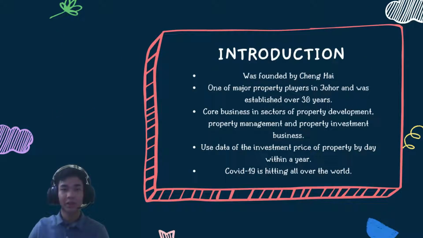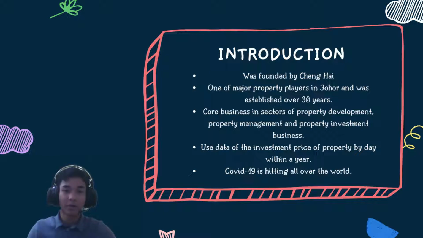First, for the introduction, Ko Cheng Hai is the founder of KSL Holdings Berhad. The company was incorporated on 17 April 2000. KSL Holdings Berhad has been operating in Johor for over 30 years and is one of the largest property developers in the state. KSL Holdings Berhad is a holding company for investment. The company develops property through its subsidiaries and manages the whole development process from land purchasing to final property inspection.